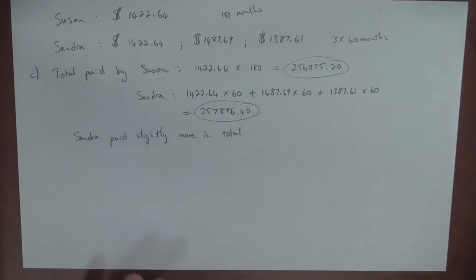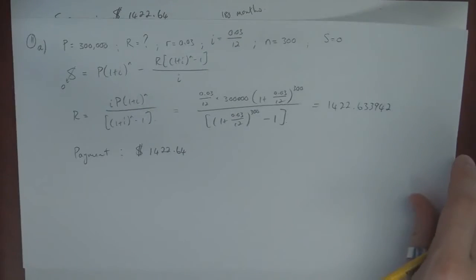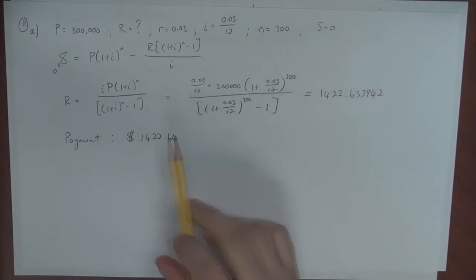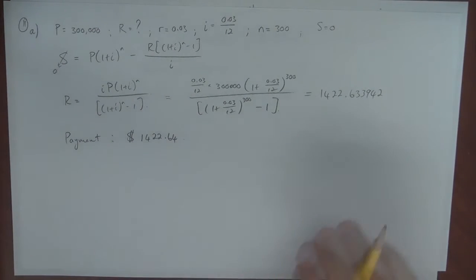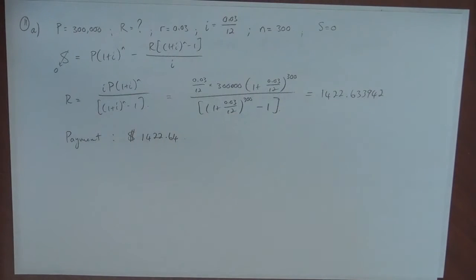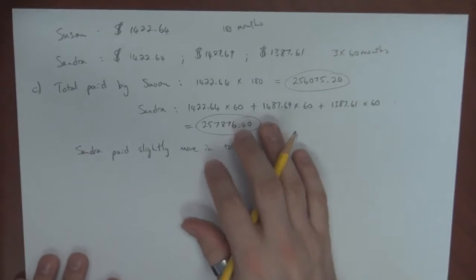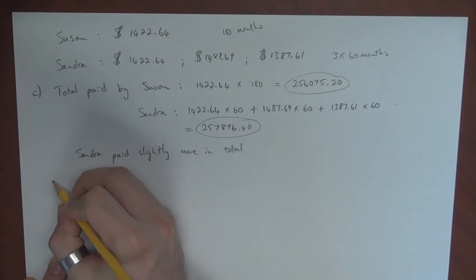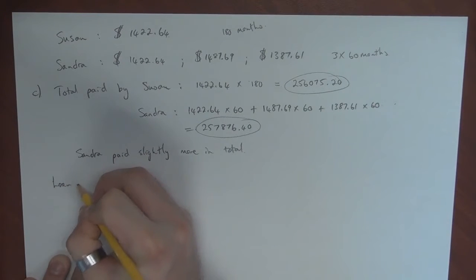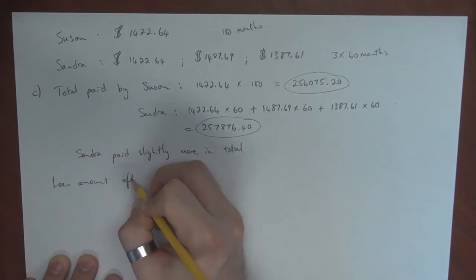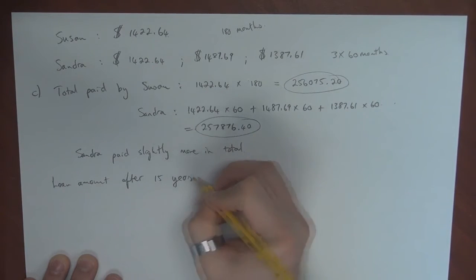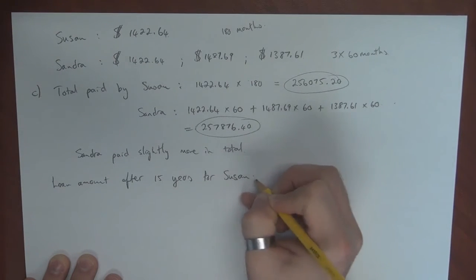So for that, I would have to go and look at Susan first. So let's bring Susan's calculations up again. Susan, we calculated the payment. So now let's calculate with this payment how much is left on the loan after 15 years. So let's do that on this page. Loan amount after 15 years for Susan.